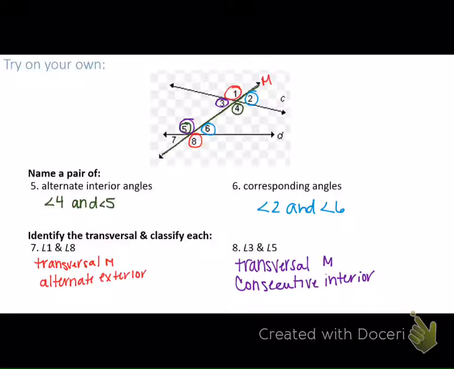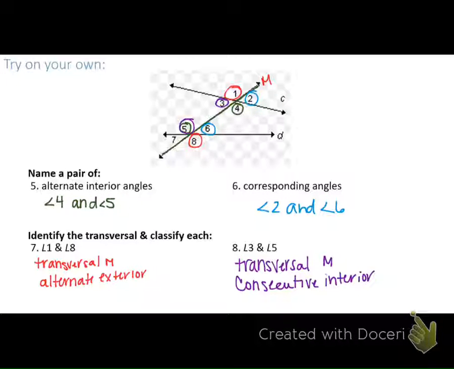Get that written down, see what questions you have for me. Because they get more challenging as there's more lines drawn in, meaning there's more transversals. It's not just going to always be 3 lines.